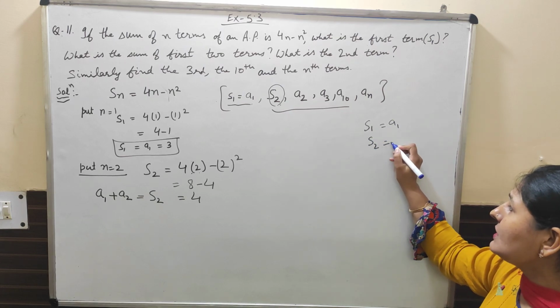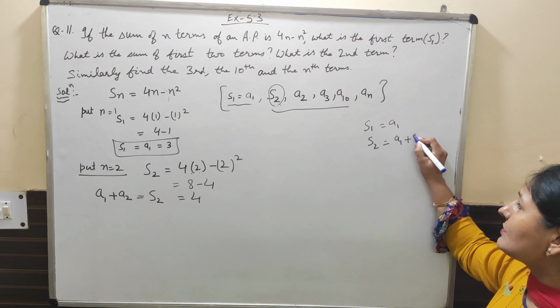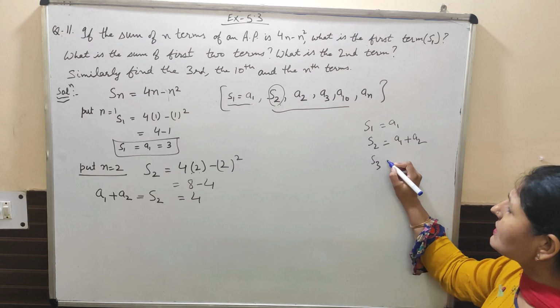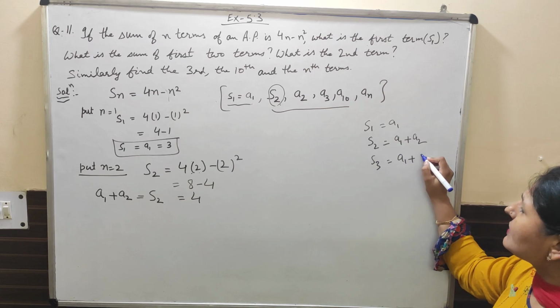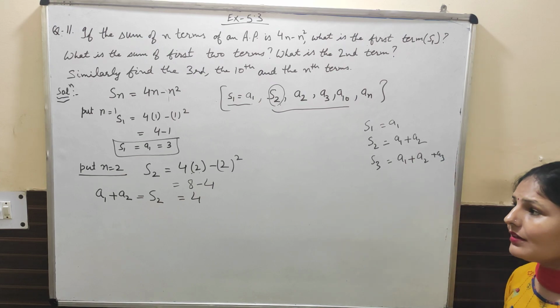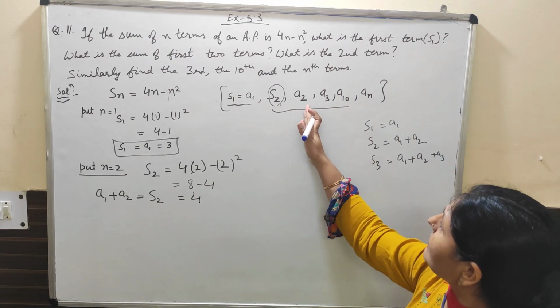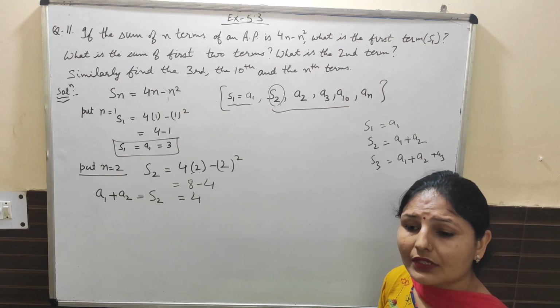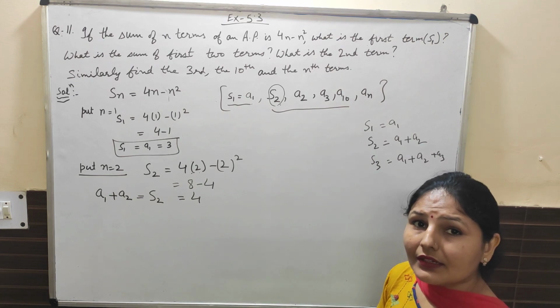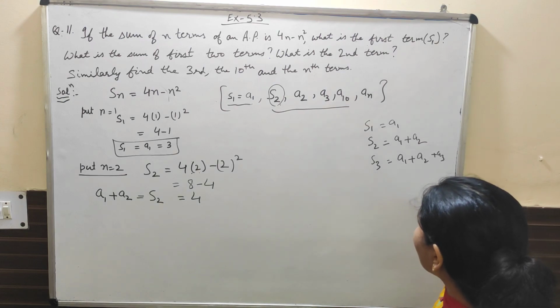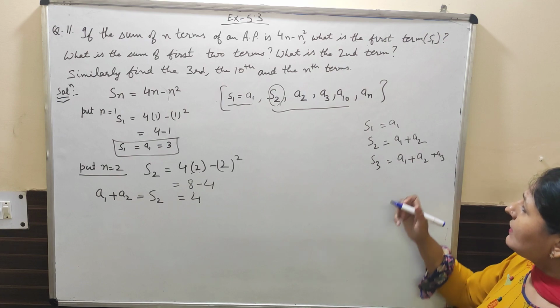S2 means the sum of the first two terms, A1 plus A2. And S3 means the sum of the first three terms, A1 plus A2 plus A3. Now we have to find these terms, A2, A3 and An. For these terms we need to find A and D.